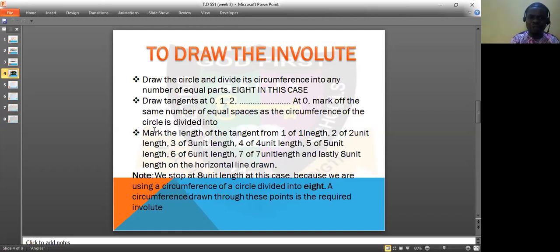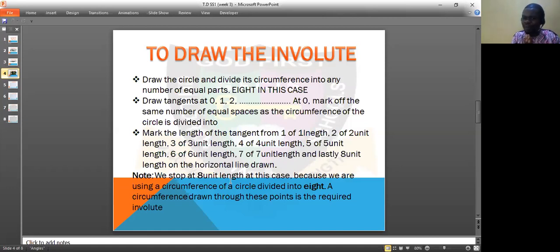Then the next thing you do is to mark the length of the tangent: 1 of 1 unit length, 2 of 2 unit length, 3 of 3 unit length, 4 of 4 unit length, 5 of 5 unit length, 6 of 6 unit length, 7 of 7 unit length, and lastly 8 unit length on the horizontal line that you drew. That 8 is the last point that you draw there. We stop at 8 unit length in this case because we are using a circumference of the circle divided into 8.